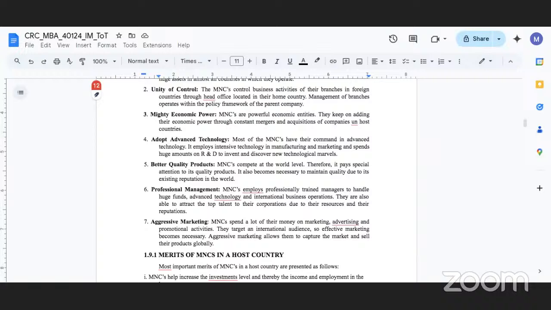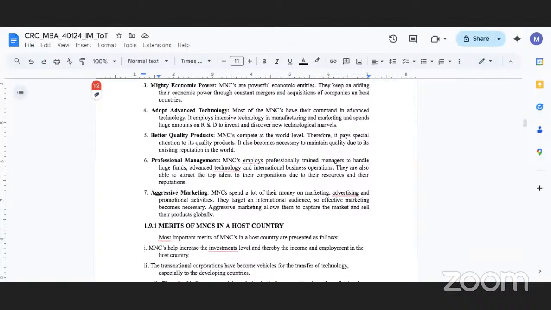They have evolved over a period, and they have employees who are specialized in certain fields, whether it is in terms of the funds, or it is in terms of technology, or it is in terms of business operations. So they attract some of the top talent to their company.